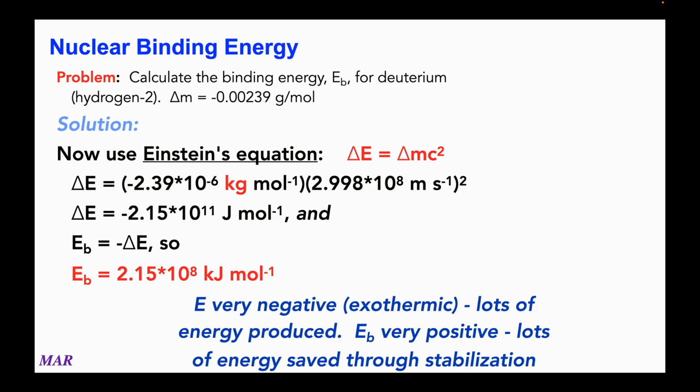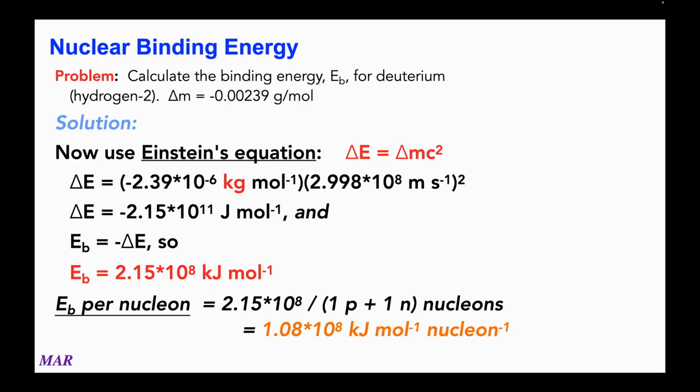And we don't have just protons and neutrons or pure energy for that matter around. A lot of times they'll figure out the binding energy per nucleon, and a nucleon is literally a subatomic particle in the nucleus. So basically count up the number of protons and neutrons, and that's going to be the number of nucleons. So in our example, we have 1 proton and 1 neutron, or 2 nucleons. So if you take that previous EB and divide it by 2, you get 1.08 times 10 to the 8th kilojoules per mole of nucleons.